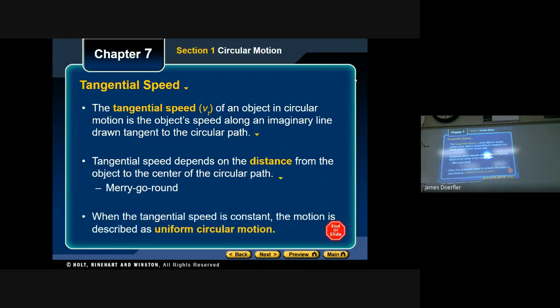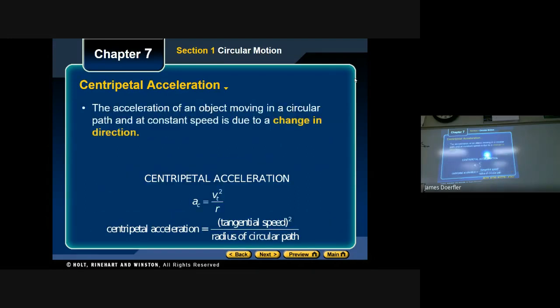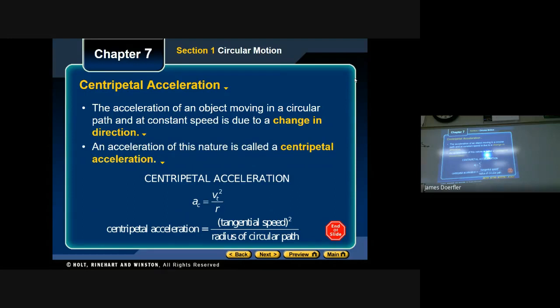And when the speed is constant, we describe the motion as uniform circular. Okay. Now, what's neat, or we haven't got there yet, is that we typically call this centripetal motion. And we're going to define centripetal motion here in just a moment. But when we are talking about how an object is moving in a circular path at constant speed, any change of direction is called centripetal acceleration.